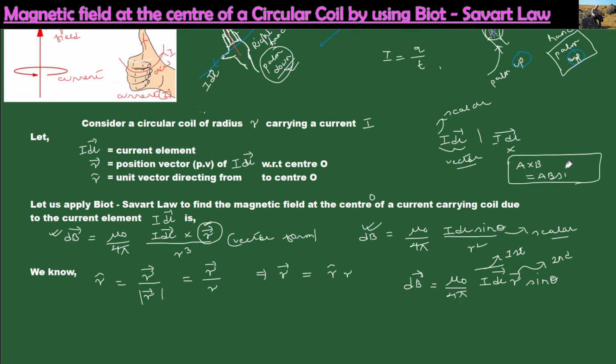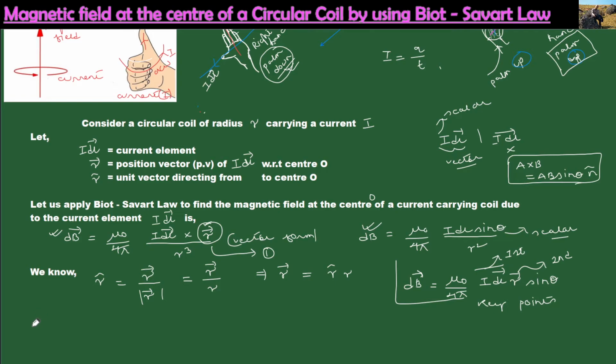AB sine of theta, then this will give you 1. This will give you n cap. That n cap is what? R cap vector. So from here, these are nothing but key points, key ideas that we need to remember. So from here, let us mark that as equation number 1.